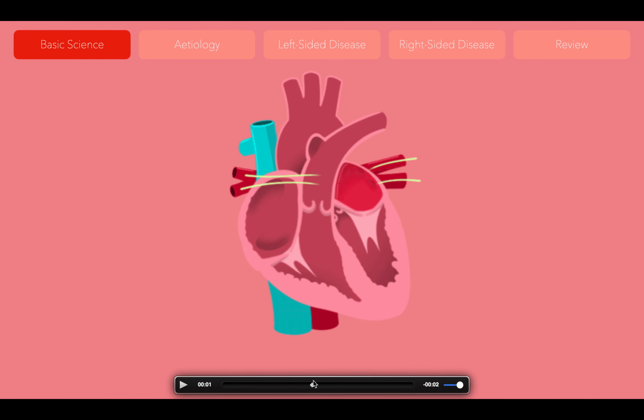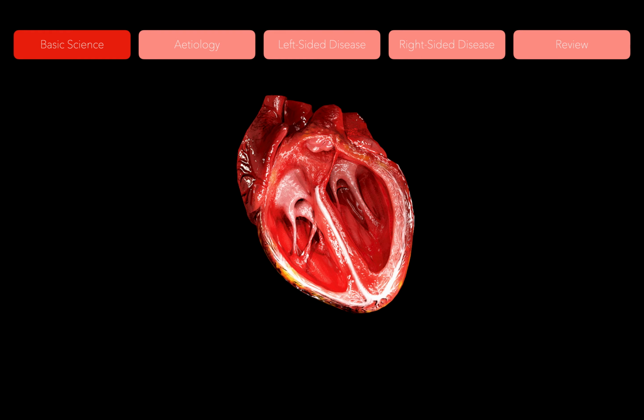Pulmonary veins return oxygenated blood to the left atrium, and then the mitral or bicuspid valve guards this flow as the left ventricle with the apex throws it into the aorta, like so.